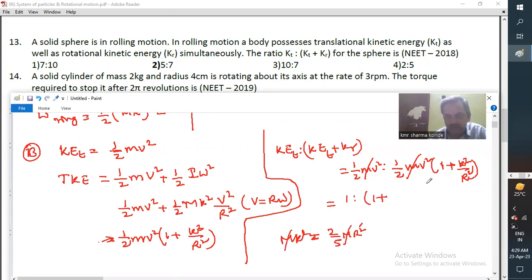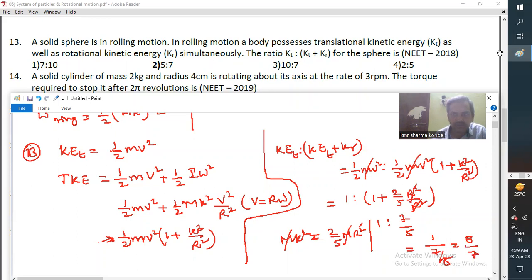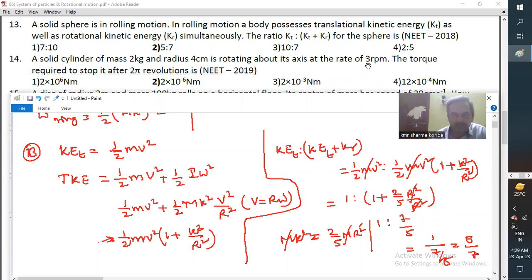So k square is equal to 2 by 5 r square divided by r square. This and this get cancelled. So this is going to be 7 by 5. So it will be 1 is to 7 by 5. Otherwise, you can say 1 divided by 7 by 5, because the ratio can be written as a division. So 5 will go up, 5 by 7. So the second option is correct. This was given in 2018.